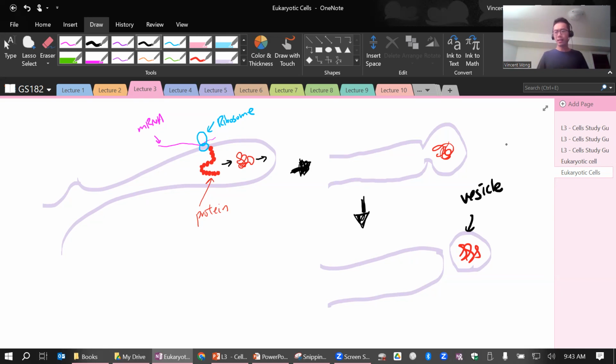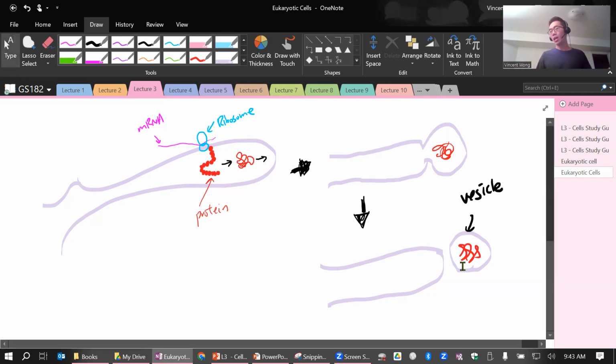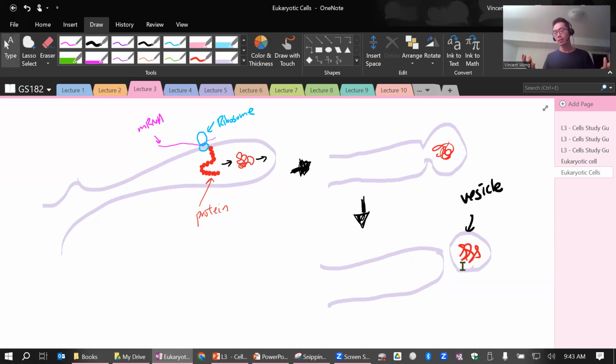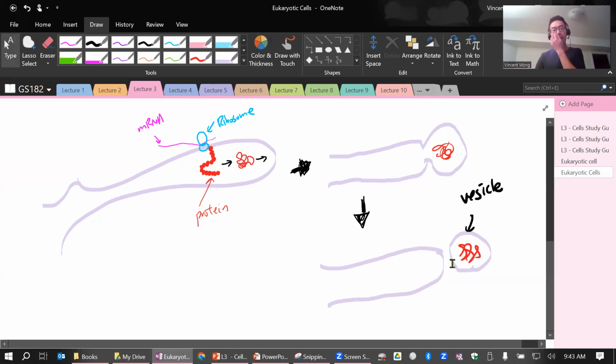Is this okay? Yeah. So think of Play-Doh, right? You take a ball and then you pull it off. That's basically what it does. So the rough ER and the ribosome work together to make proteins and package them into a vesicle.